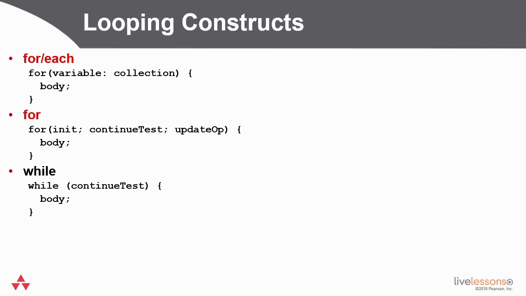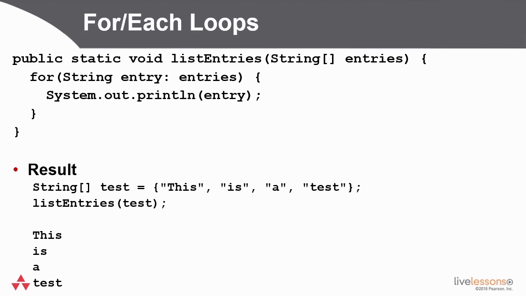The third type of loop, which is used less frequently, is a while loop. While some condition is true, keep going. And the fourth and by far least frequent type of loop is a do loop. Let's look at each of these.